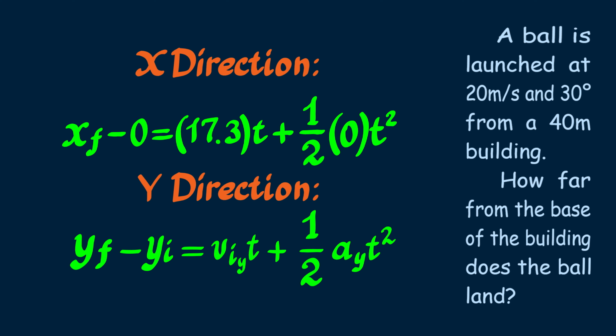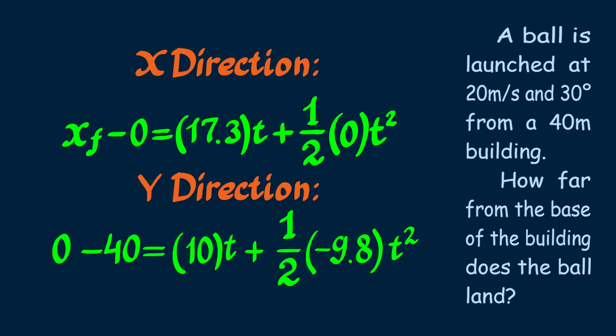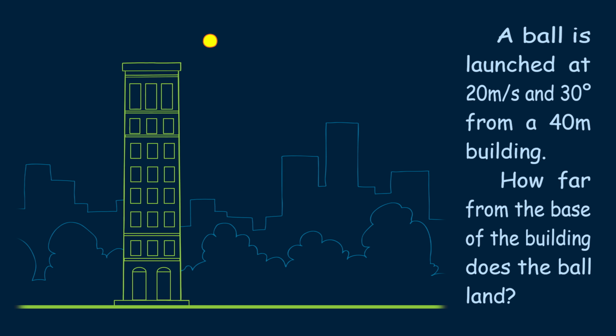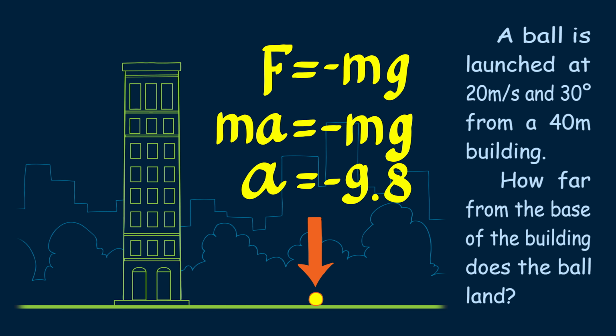Now looking in the y direction, we know our final y is when the ball hits the ground and is equal to 0, while the initial y is at the top of the building when y is equal to 40. Again, we plug in our initial velocity, but looking at the acceleration, we are now going to use negative 9.8 meters per second squared. This is because any object moving freely through the air is going to feel a downwards acceleration in the y direction due to gravity.